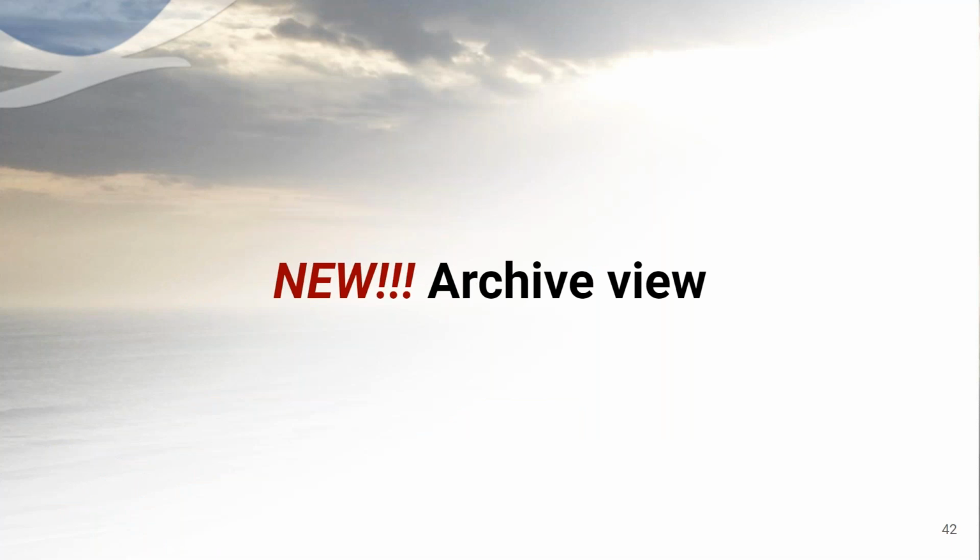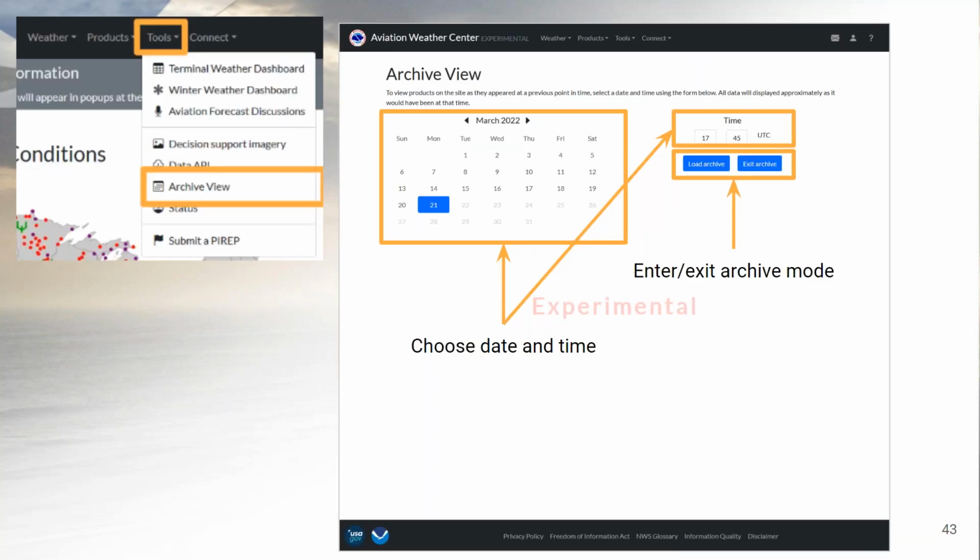So now on to another new feature of the website of the future, which is the ability to turn it into archive view. This is pretty significant and has been receiving some rave reviews already. Basically, all you have to do is go under Tools, click on Archive View, simply select a date, a time, and hit Load Archive.